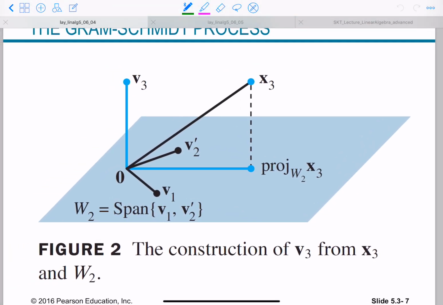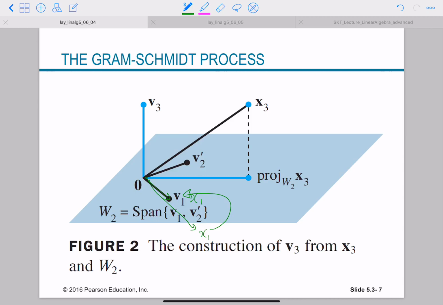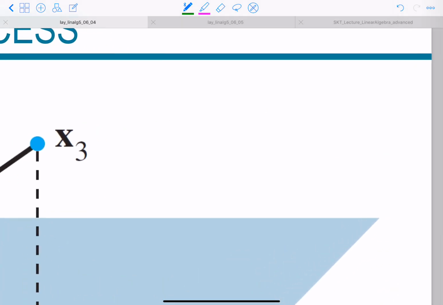Right, so looking at this figure, we have a v1, so this is originally maybe x1 over here, and then suppose we normalize it into v1 to maintain the orthonormality of our basis vectors. Where is x2? I'll redraw it.